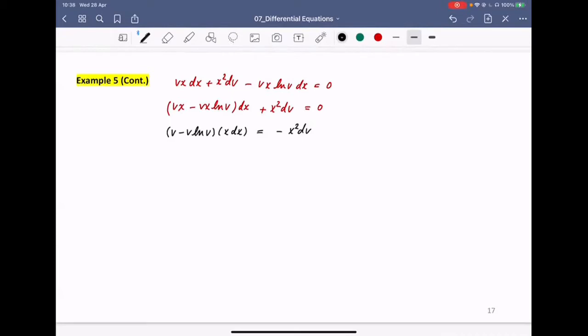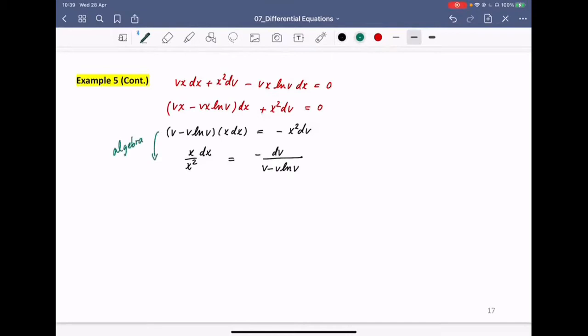So now I'm going to move everything that is in terms of x to the left hand side. So I have x dx, I keep it here, and then I have x squared here because I just divided the equation by x squared. And then on the right hand side, I have negative dv over v minus v log v. Can you follow that? This is just algebra.